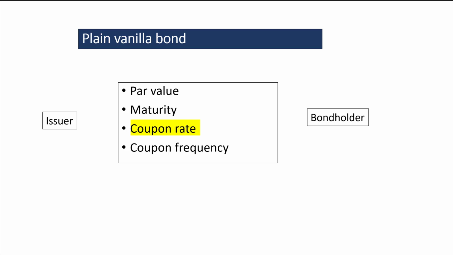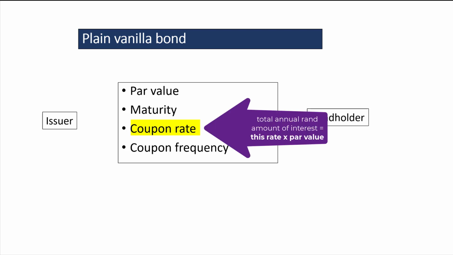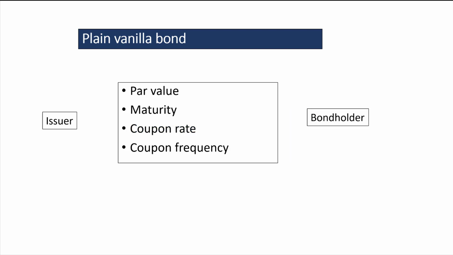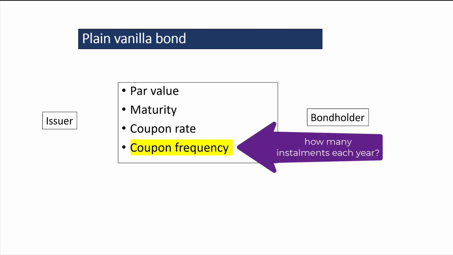The rand amount of interest payable each year, called the annual coupon, equals the coupon rate times the bond's par value. Very often, the annual coupon is paid out over the year in installments. Therefore, the bond's terms also specify the coupon frequency. Typically, this would be annual or semi-annual, although quarterly or other frequencies are possible.